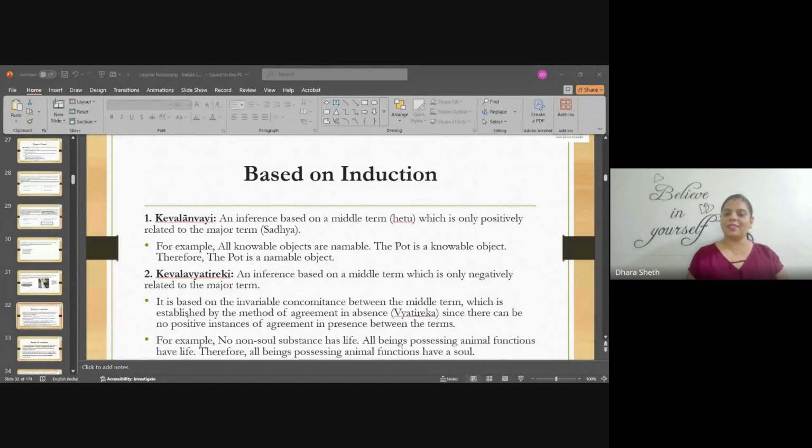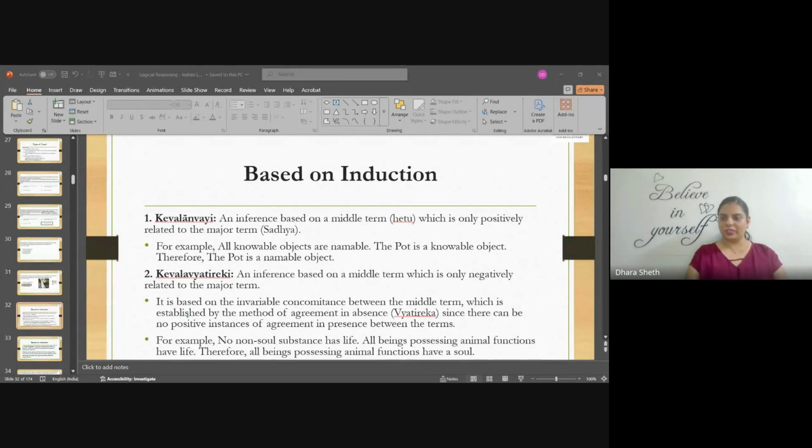All beings possessing animal functions have life. So who has life? Someone who has animal functions. Who does not have life? Non-soul. Therefore, all beings possessing animal functions have a soul. Because non-soul does not have life, so soul has life, that is proved.